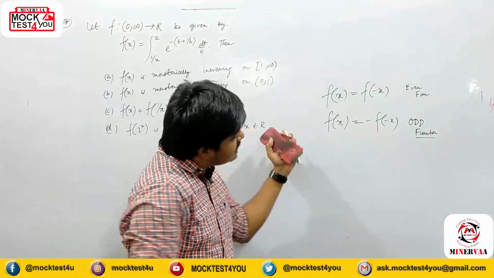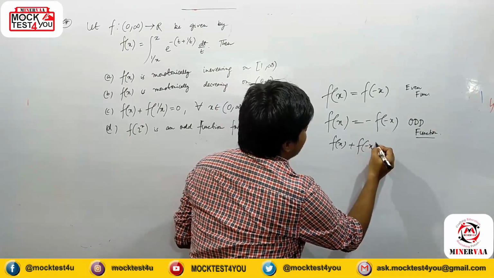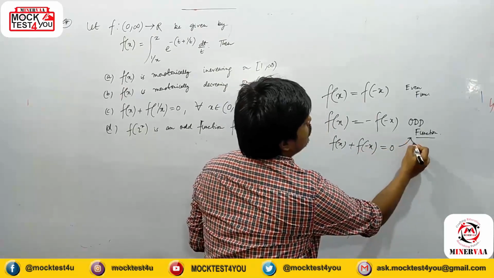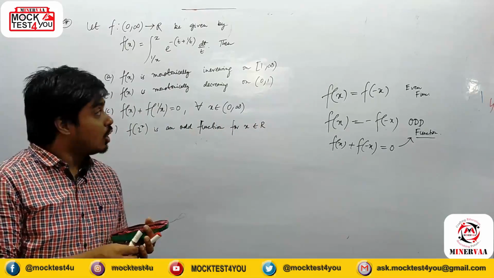And this one we can write it like this. So let us take this one this side. So what do you get? f of x plus f of minus x is equal to 0. This is also odd function. Clear? Understood? So let us start solving this question.